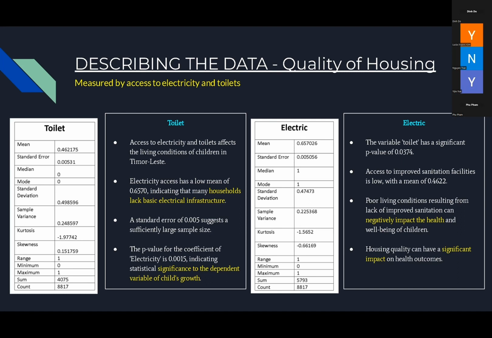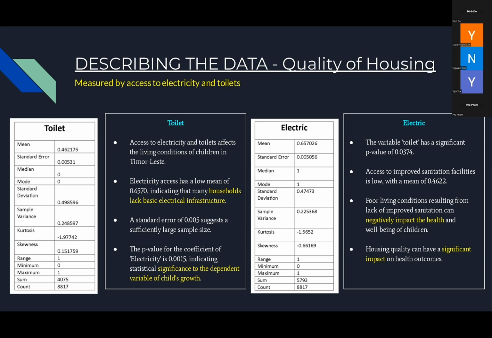However, a relatively low mean of 0.6570 for electricity access implies that numerous households may lack basic electrical infrastructure. Analyzing the data further, the p-value of electricity, which falls below 0.05, indicates that access to electricity significantly affects the dependent variable of child's growth, which is similar to the toilet variable, where its p-value also demonstrates its significance to the dependent variable.